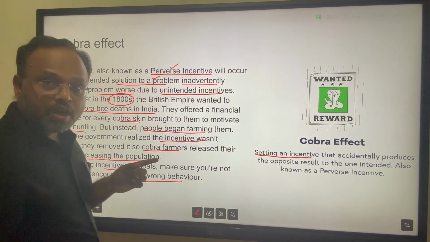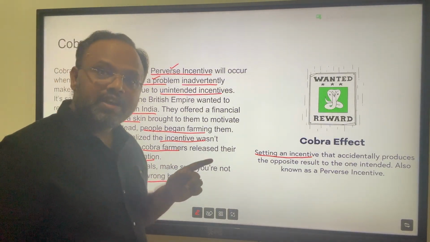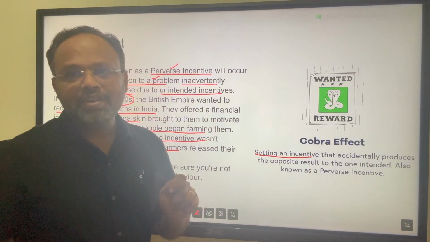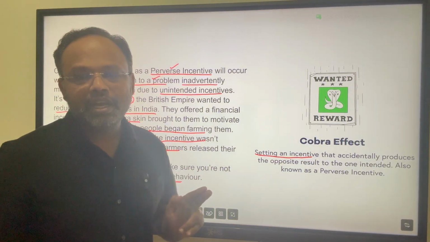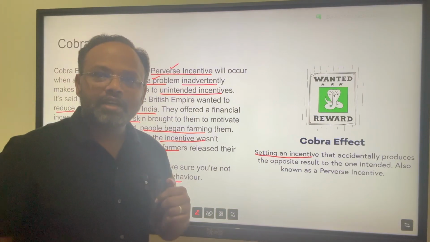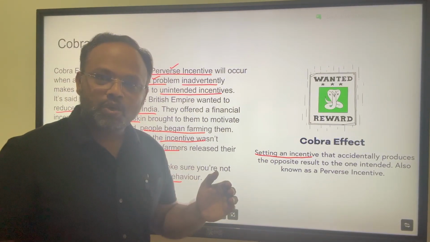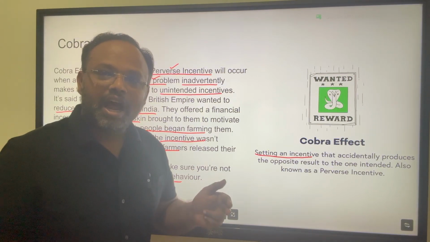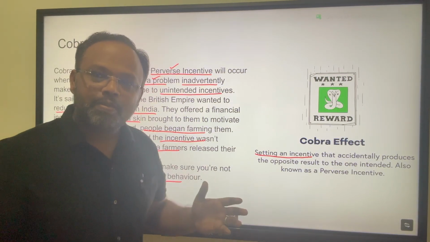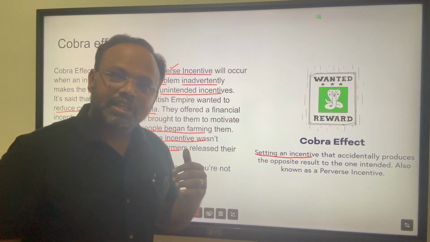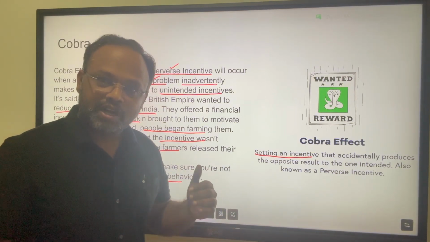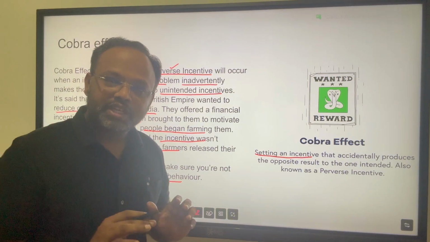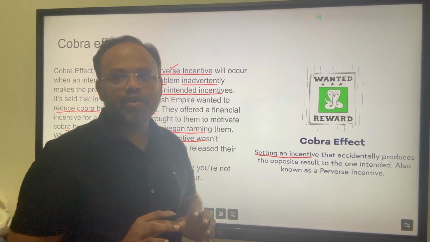For this Cobra effect, there is one more example in Vietnam, where the government wanted to get rid of rats. The government gave an incentive when people cut off the tail and gave it to the government. Then people realized that once the rat population goes down, they cannot get the money. So they cut only the rat's tail and gave it to the government, and the rats multiplied. When the government realized that the rat population was not coming down, in fact it had increased, they closed this incentive for the rat tails. So this is also an example of the Cobra effect.